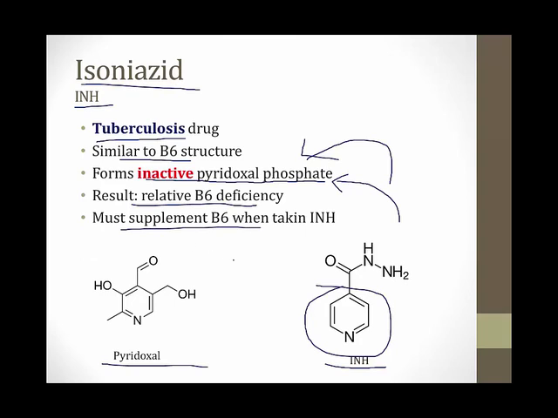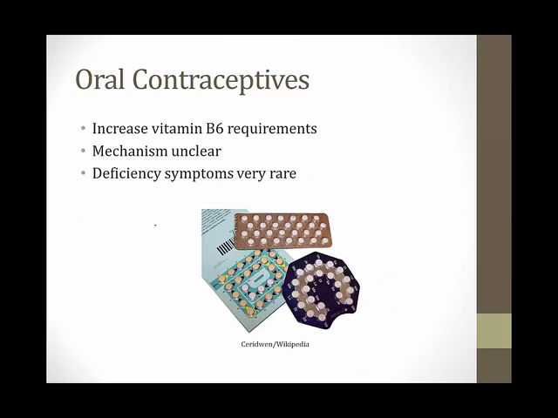Years ago, there were concerns that women taking oral contraceptives could become deficient in vitamins, and there was especially concern that they could become deficient in folate, and then if they had an oral contraceptive failure, they would become pregnant with a folate deficiency induced by the oral contraceptives. It turns out that the modern versions of oral contraceptives do not generally cause a folate deficiency. However, they do seem to increase the vitamin B6 requirements. The mechanism of this is unclear, and deficiency symptoms are very rare, but you are sometimes asked about this on your boards, and you should know that oral contraceptives can interfere with B6 metabolism.